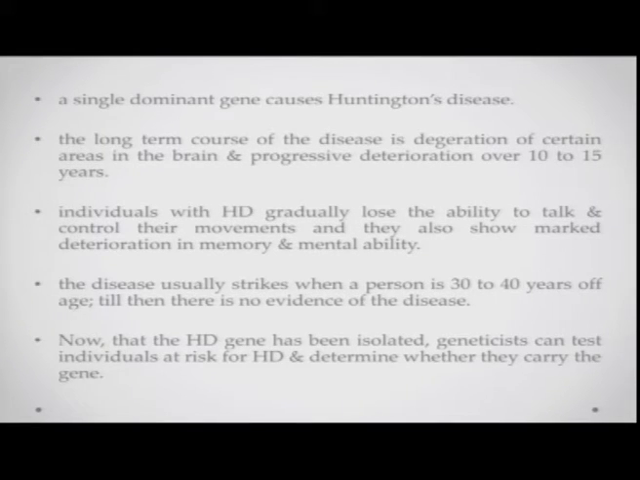Now, this disease usually strikes when a person is around 30 to 40 years of age. Till then, there is no evidence of the disease. So, if you remember, I was talking about certain genes being on and off for particular periods. Huntington's disease is one such example that does not manifest itself till the person has reached the age of around 30 to 40 years. Now that the Huntington's disease gene has been isolated, geneticists can test individuals who are at risk for Huntington's and can determine whether they carry that gene or not. And that's a very nice way of testing earlier and saving people from these kinds of things.